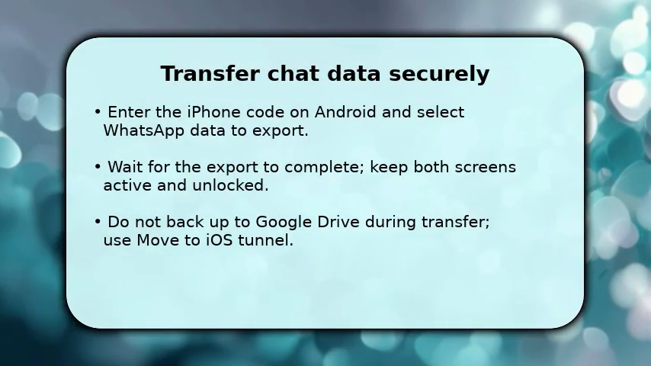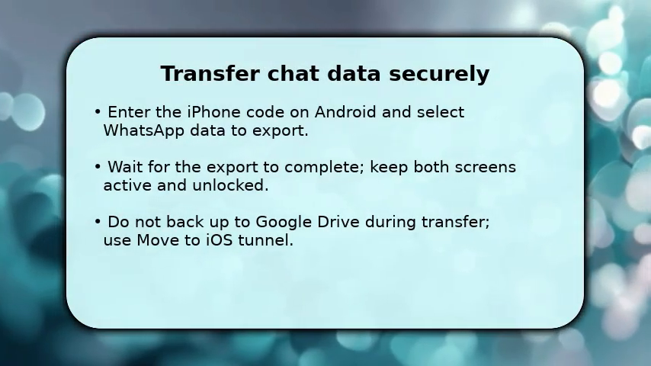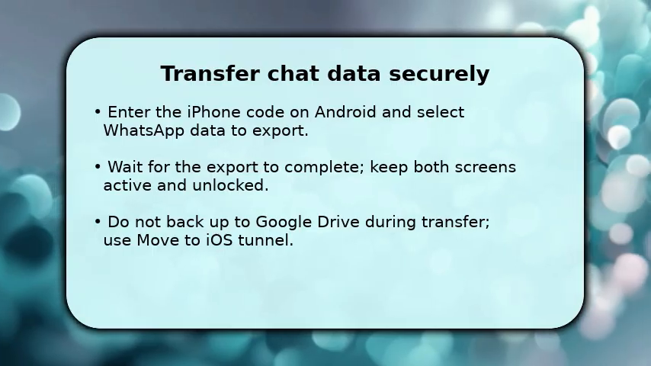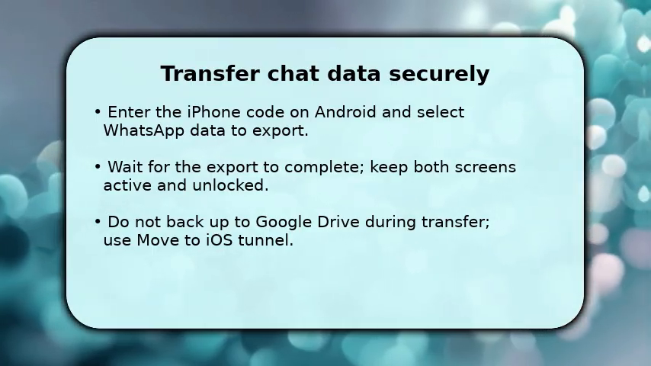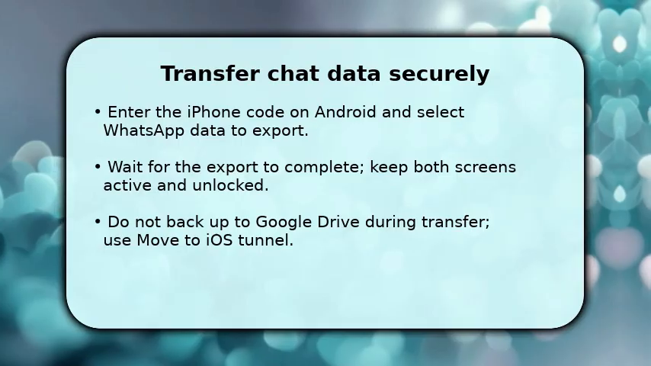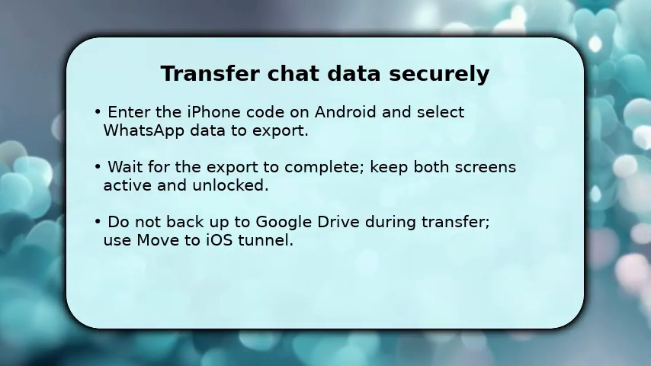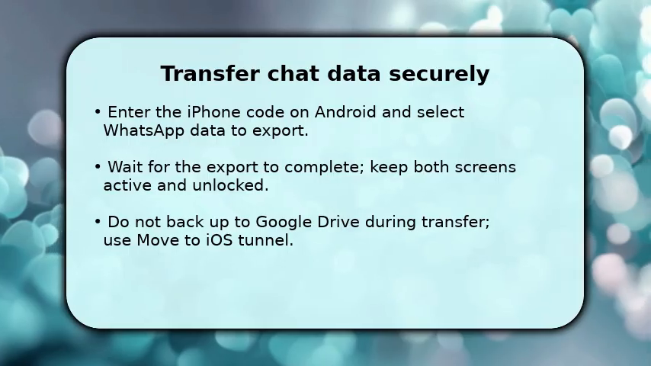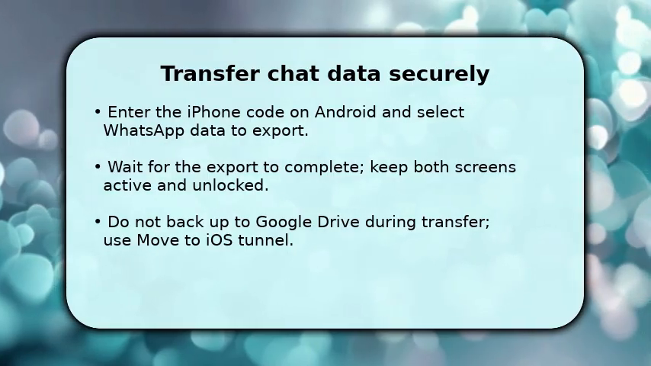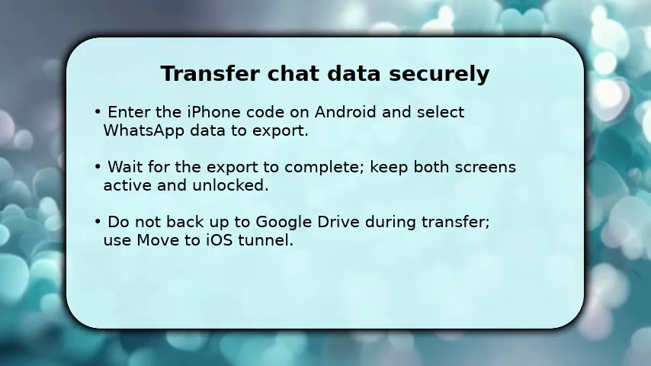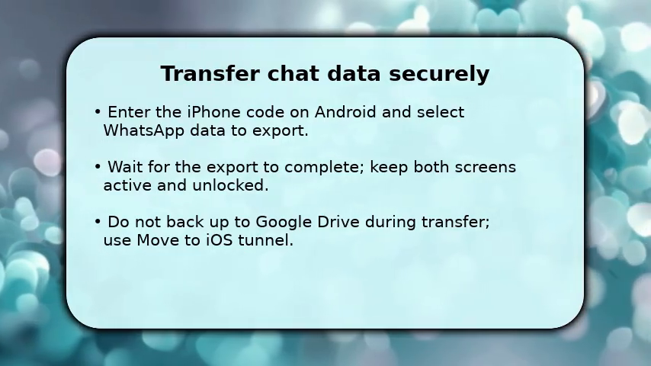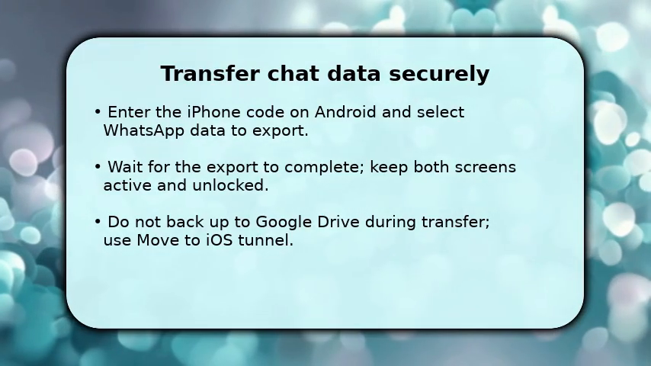Now you execute the transfer. Enter the numeric code shown on the iPhone into Move to iOS on your Android, then choose WhatsApp from the data selection list and start the export. Keep both devices unlocked and on the same network because interruptions break the secure tunnel. The process can take minutes to hours depending on chat size and media.